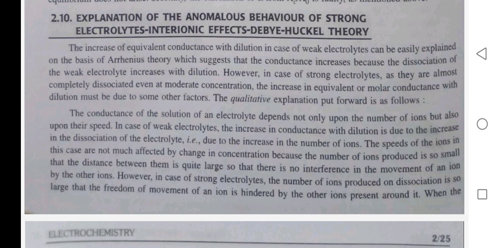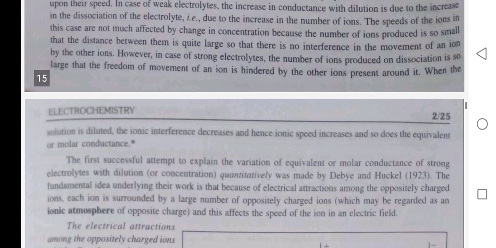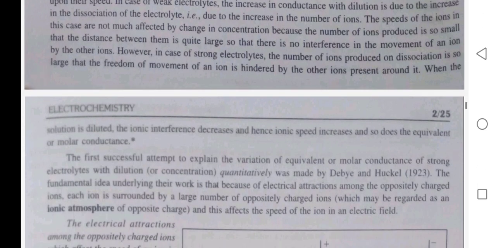However, in case of a strong electrolyte, the number of ions produced on dissociation is so large that the freedom of movement of ions is hindered by the other ions present around it. When the solution is dilute, the ion interference decreases and hence ion speed increases, and so does the equivalent or molar conductance. The first successful attempt to explain the variation of equivalent or molar conductance of strong electrolytes with dilution qualitatively was made by Debye and Huckel in 1923.